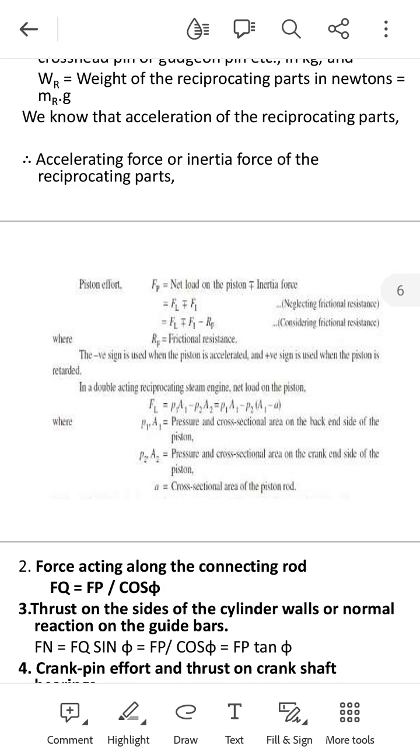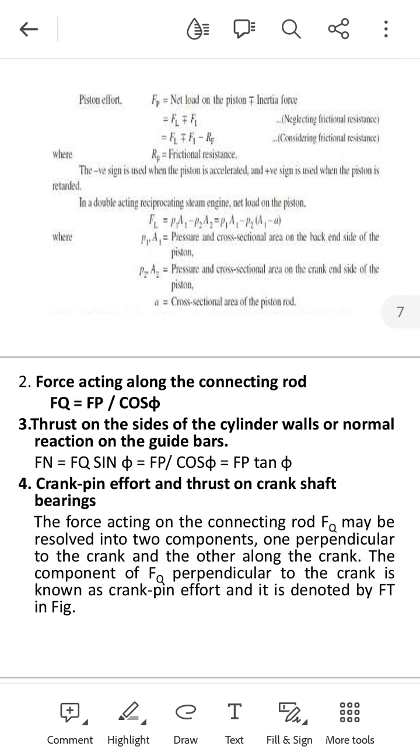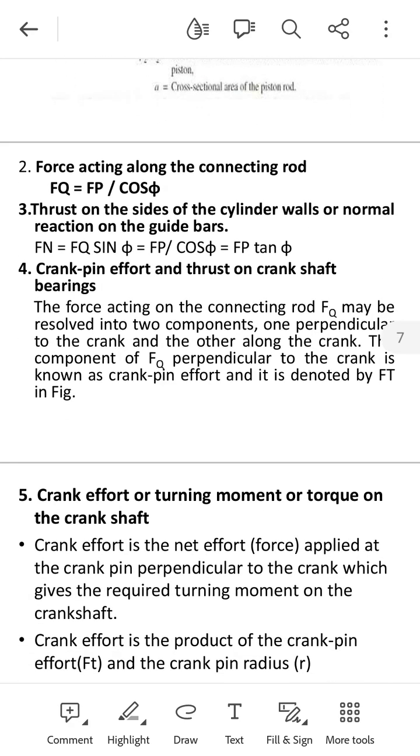The second force acts along the connecting rod, that is Fq. Fq is equal to Fp divided by cos phi. Then the third force, the thrust on the sides of the cylinder walls or normal reaction on the guide bar, Fn, is equal to Fq sin phi, which is equal to Fp into tan phi. Then the fourth force, crank pin effort or thrust on the crankshaft bearings.